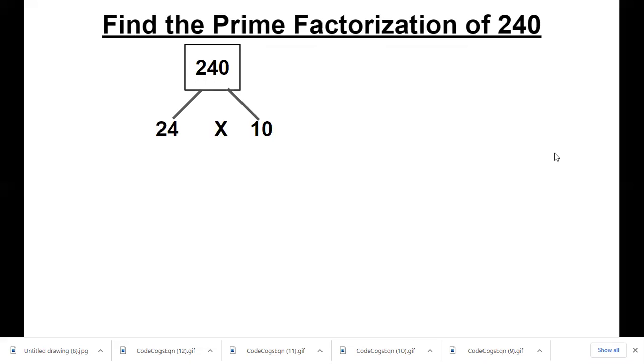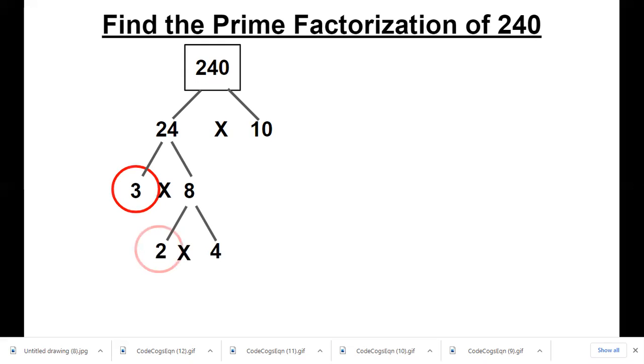So let's start with the 24. I'm going to split that into 3 times 8. Could I have used 4 times 6 or 2 times 12? Sure, I can do that. In the end, I will end up with the same numbers for prime factors. So now 3 is prime, so I circle it, and I can split 8 up further. So 8 is going to be split into 2 times 4.